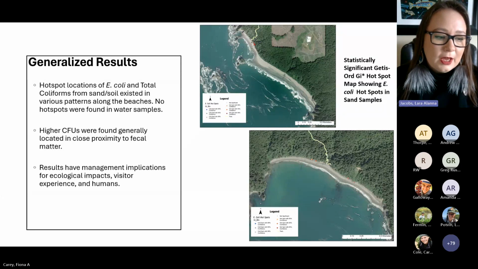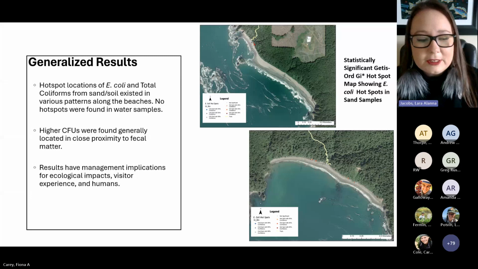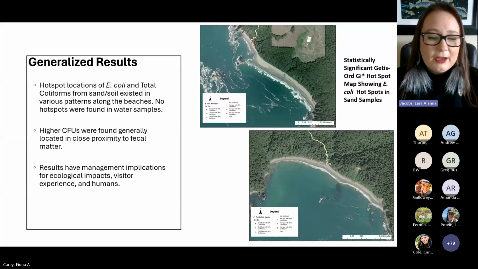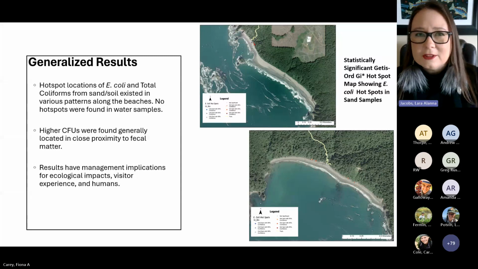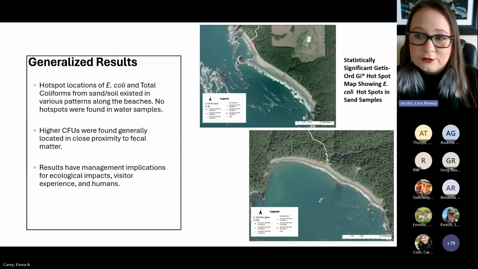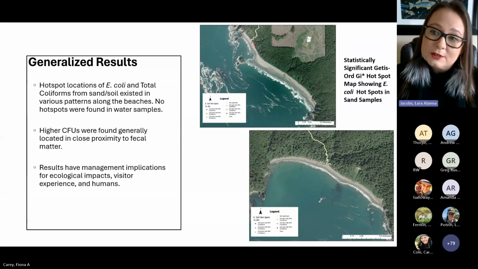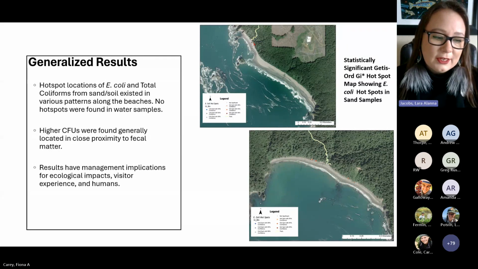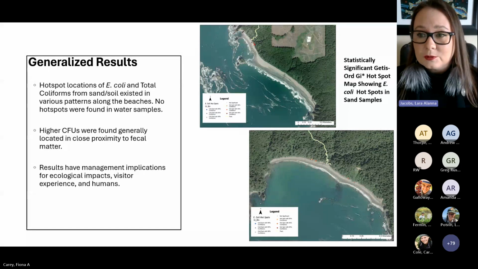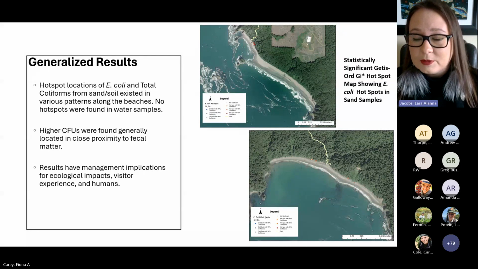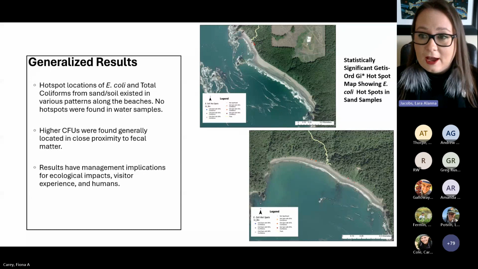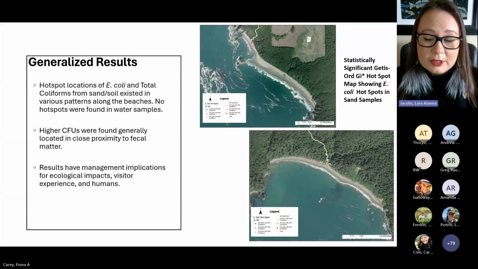Our results also have a lot of management implications for ecological impacts and for the visitor use experience. Like, what does it feel like when you're out there and you're seeing fecal matter all over these beaches because people aren't using those pit toilets? And to humans in general, when we're also thinking about the potential health impacts that can happen from being exposed to that type of bacteria.